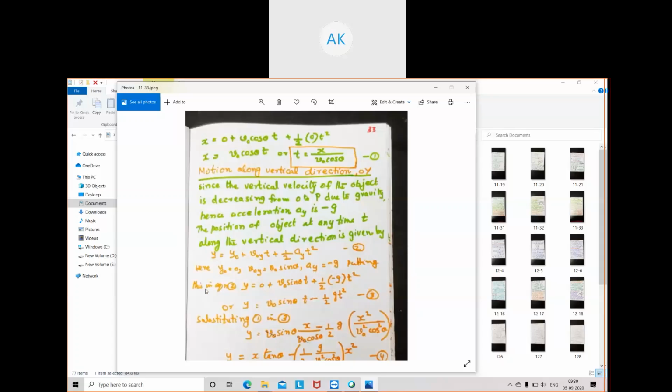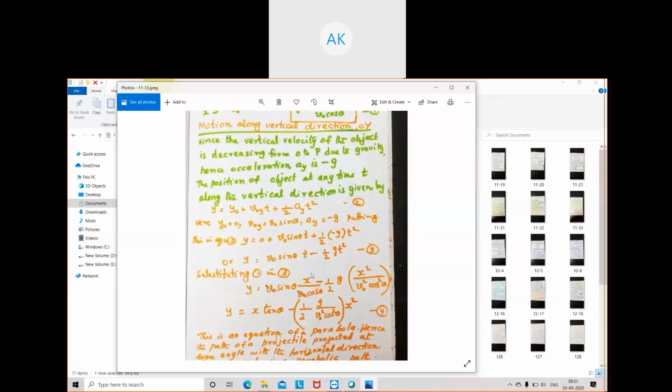When a body moves upwards or downwards, we usually take it as negative, minus g. So substituting in the above equation, we get the final position y equal to 0 plus v0 sin theta into t plus half into minus g into t square. So we get the equation y equal to v0 sin theta into t minus half g t square.